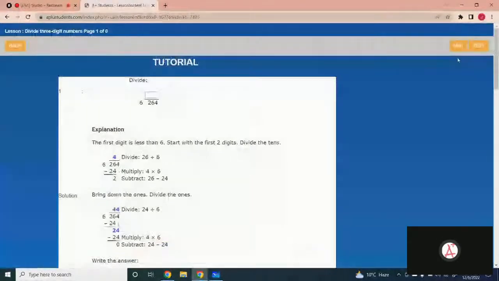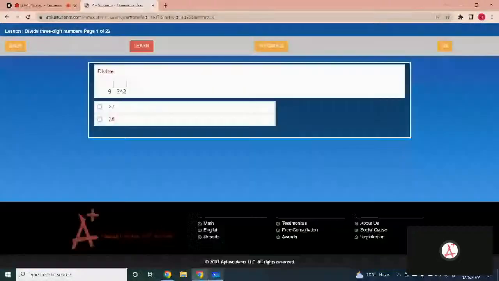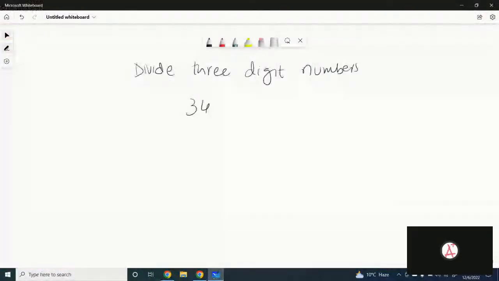Okay, you have to divide a three-digit number by a one-digit number. Let's start with the first one, that is 342 divided by 9. Okay, so let's start with the first digit. We cannot divide 3 by 9. It is smaller than 9. We cannot divide a smaller number by the greater one, so you have to make it 34. Got it? You have to count the table of 9 until you get 34 or a number that's less than 34. Got it? Start counting the table of 9.